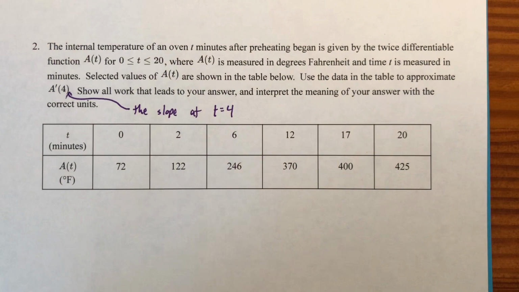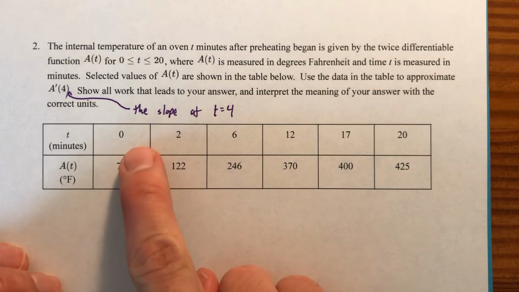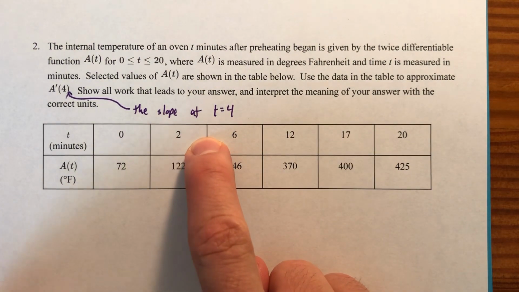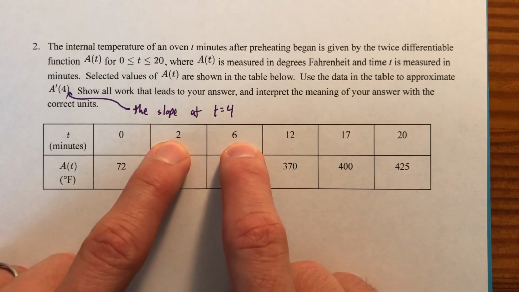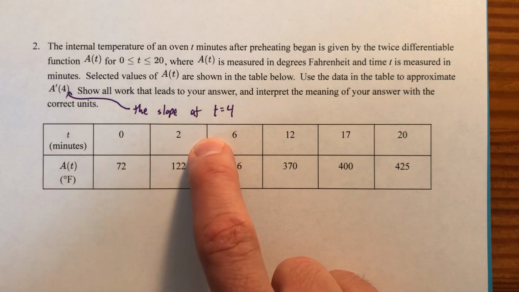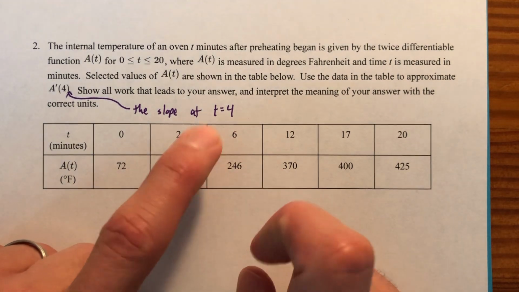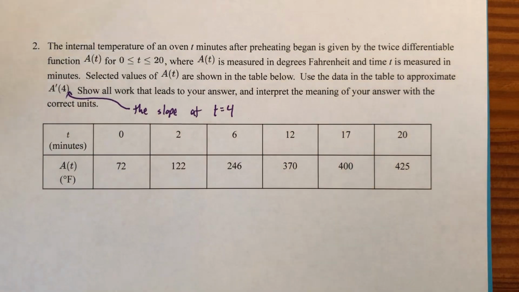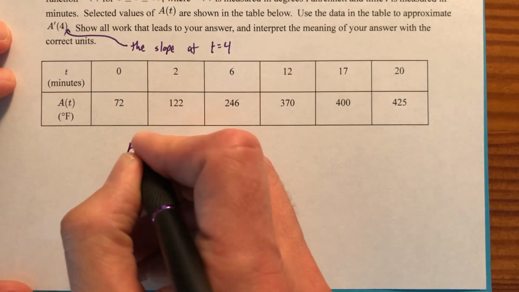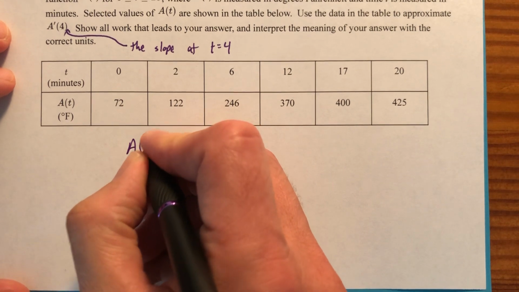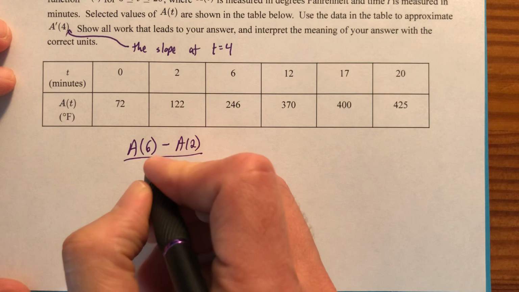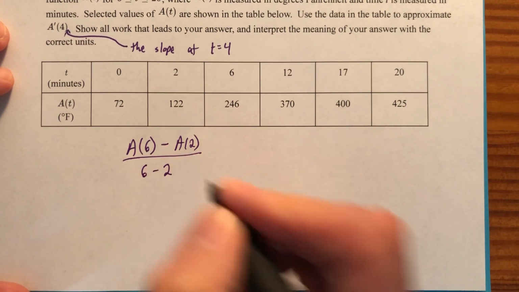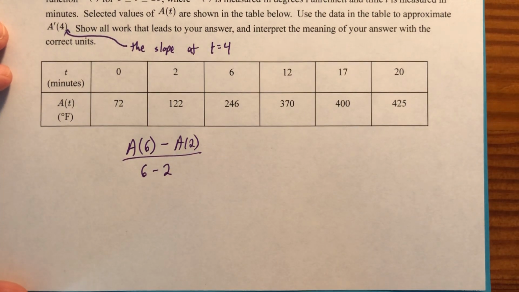So we need to use points around 4. Well, 4 is in here. So my only real options to truly narrow it down would be 2 to 6, right? So we can't go 2 to 4 or 4 to 6, because we don't know what happens at 4, but we can go 2 to 6. So we're going to find A of 6 minus A of 2, finding a slope, over 6 minus 2.